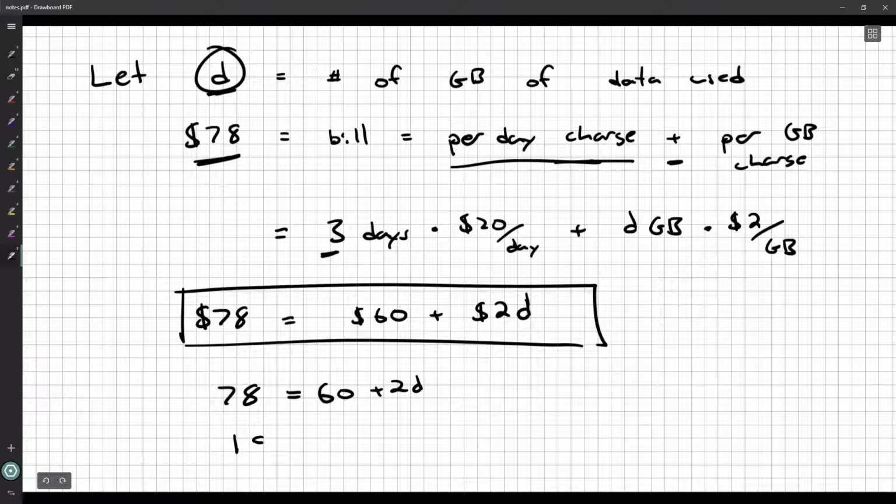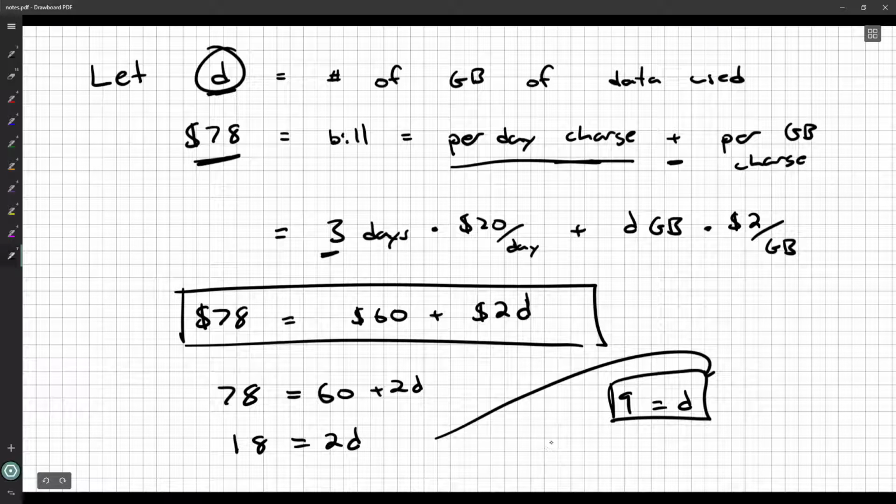Subtract 60 from both sides. 78 minus 60 is 18. And then divide by 2 on both sides. 18 divided by 2 is 9. So it looks like Clara used 9 gigabytes of data.